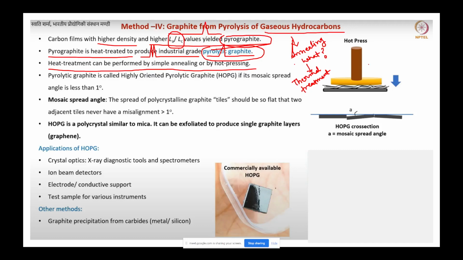In hot pressing, you can see this is at a certain higher temperature, and this is your material.